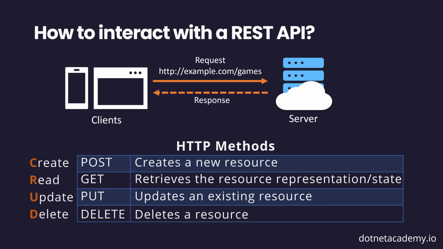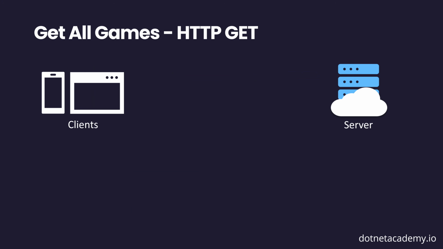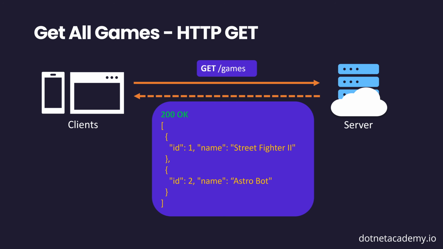Let's take a quick look at each of these methods in the context of our game store example to understand better how they work. To request all games, a client will send a GET request to the games endpoint, and the server will respond with something like this. The first part of this response is the status, which is 200 OK in this case. This means that the operation was a success.